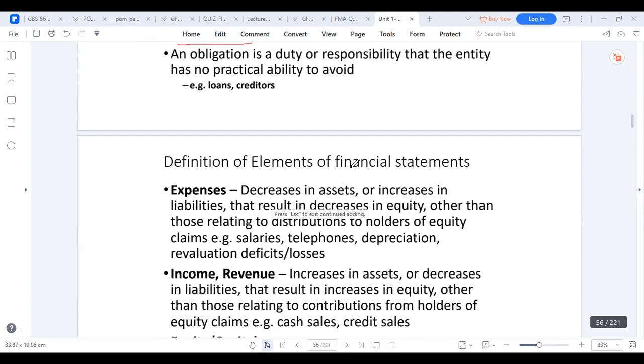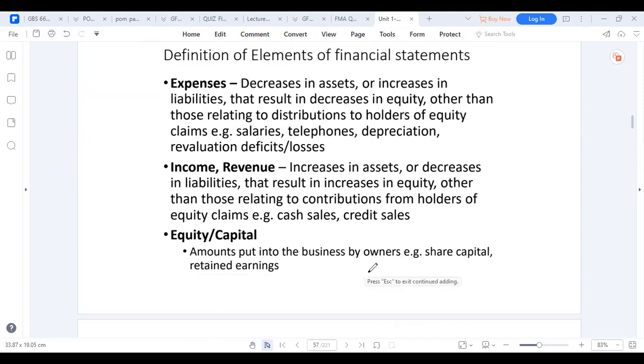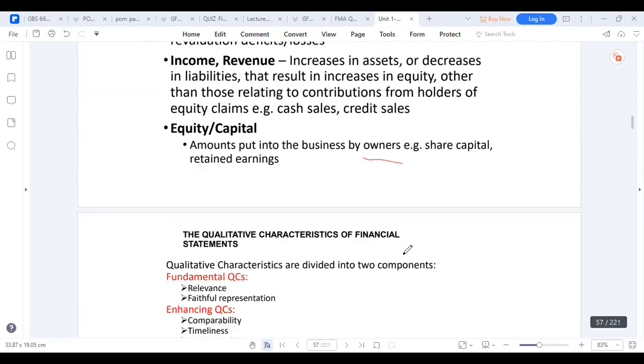Expenses will always decrease our assets. They will in fact increase the liabilities, whereas revenues will increase assets, but will decrease liabilities. So we'll learn how to treat these ones as we go. When we're dealing with equity, we're looking at the amounts that have been put into the business by the owners.